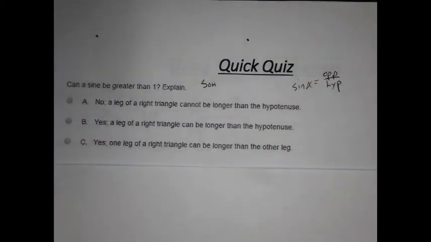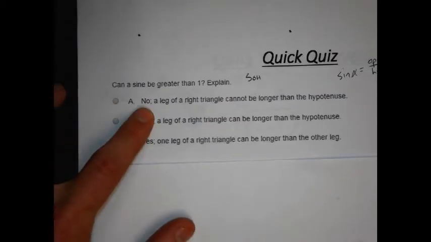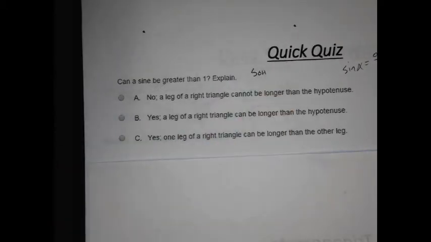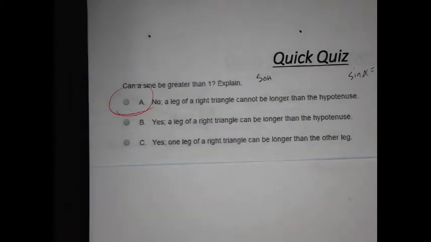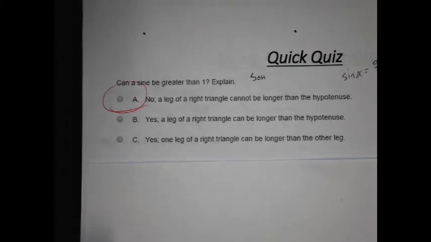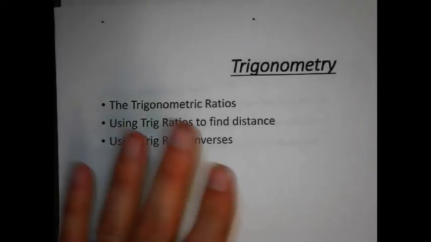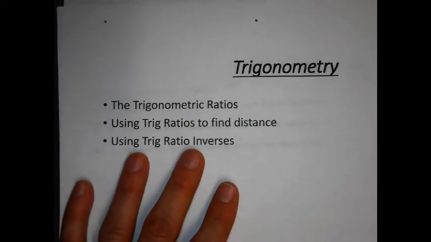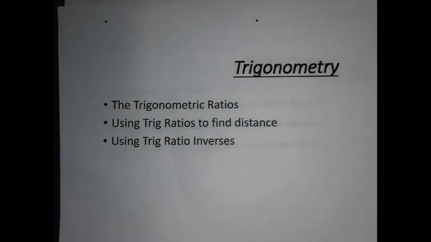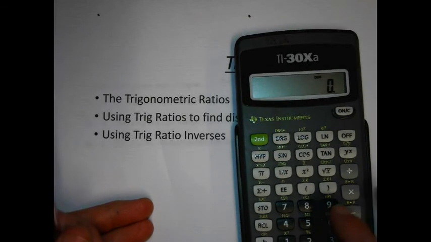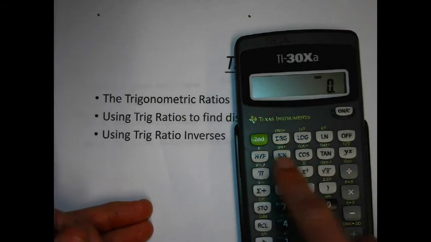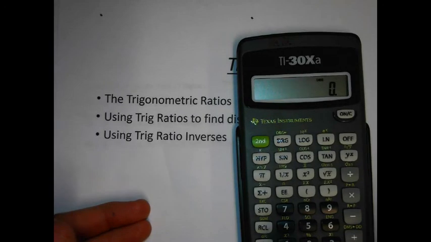So I love this question. The answer, of course, is no. A leg of a right triangle cannot be longer than the hypotenuse. No, it cannot be greater than 1. And this has a lot of neat advanced trigonometric qualities behind that question. But that's the answer. So hopefully you learned some stuff about inverse ratios, right? So that was fun stuff with the calculator. But I think more importantly, I still remember how excited I was to know what these buttons meant. So that was cool. Hopefully you feel the same thing.